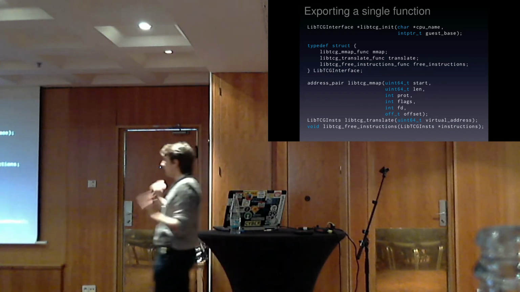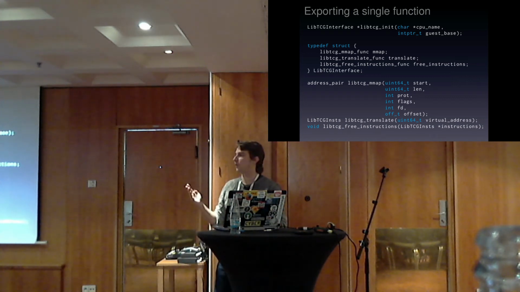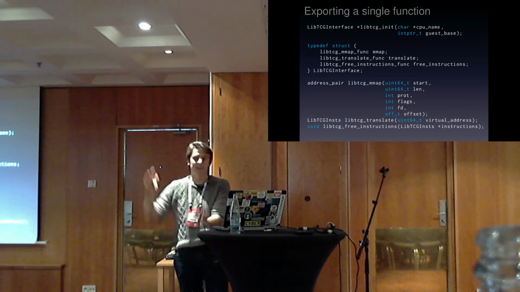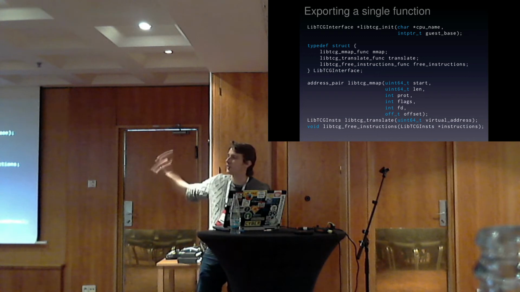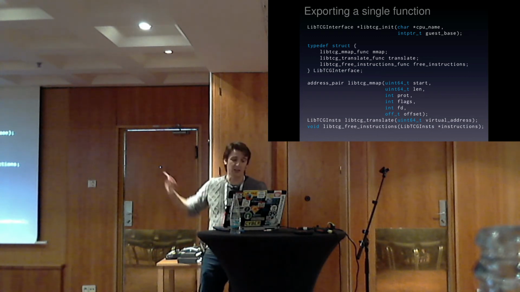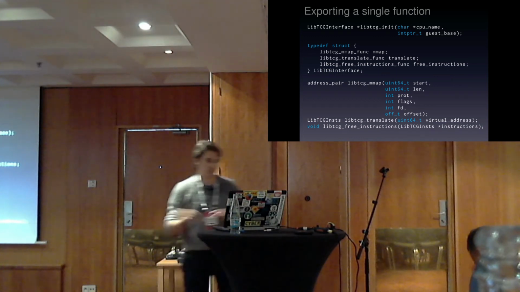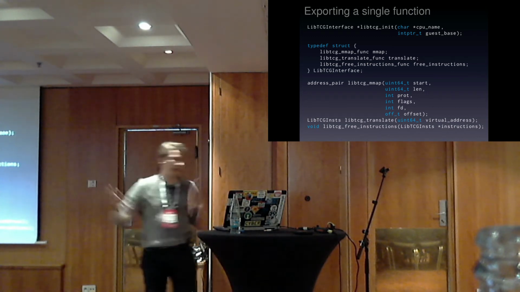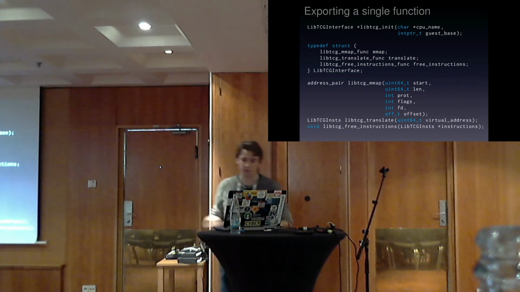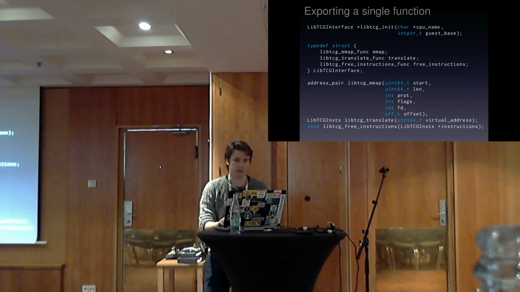And finally, you have libtcg_translate, which just takes an argument, and it's the address that you want to translate. So let's suppose that you mmap a page, and you didn't ask for any specific address. You can say, okay, translate whatever is at the beginning of that page. And it will return you a data structure which contains basically an array of TCG instructions, but we'll see an example in a second. Since some of this data is allocated on the heap, you have a cleanup function. So when you're done, you call libtcg_free_instruction, passing the value that libtcg_translate gave you, and you clean up everything.